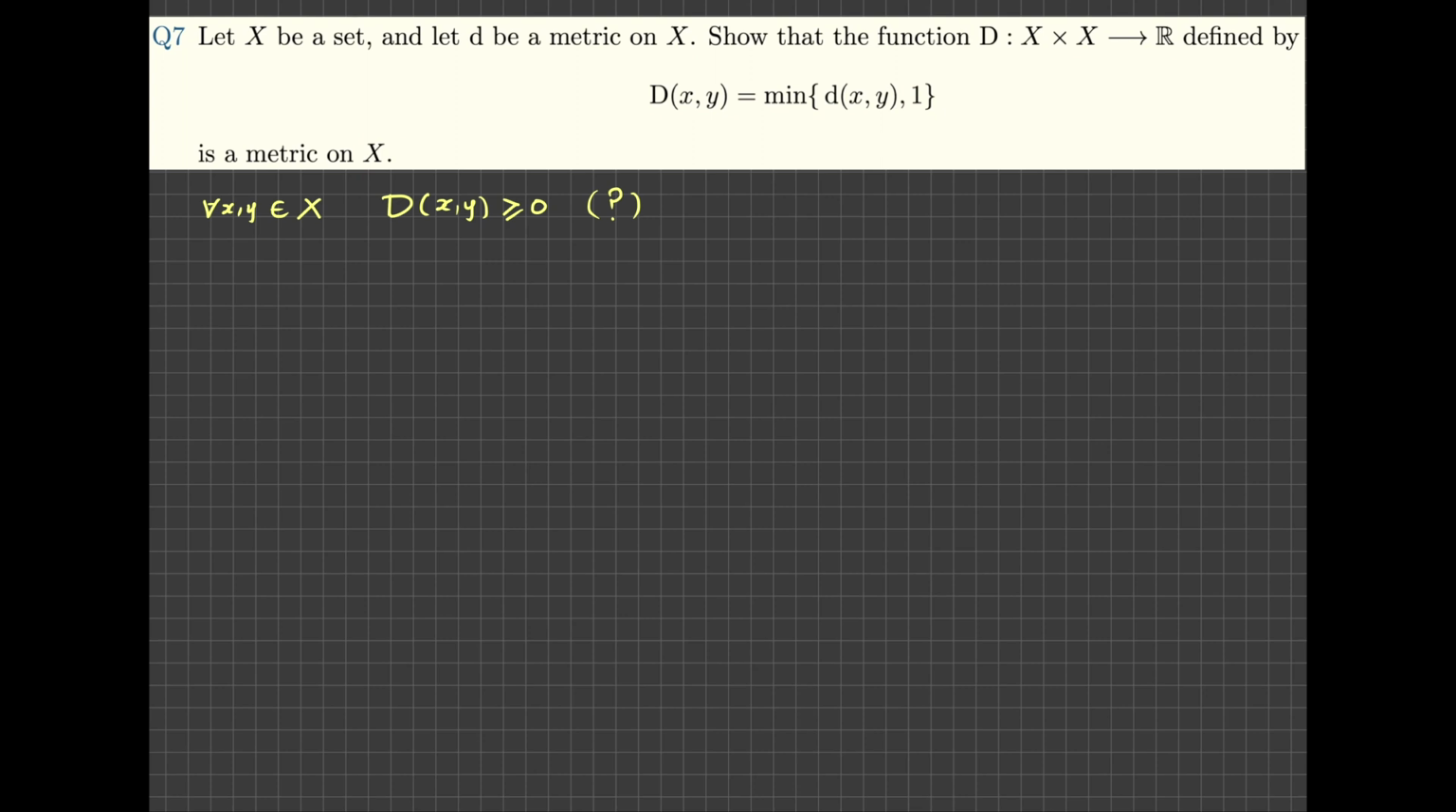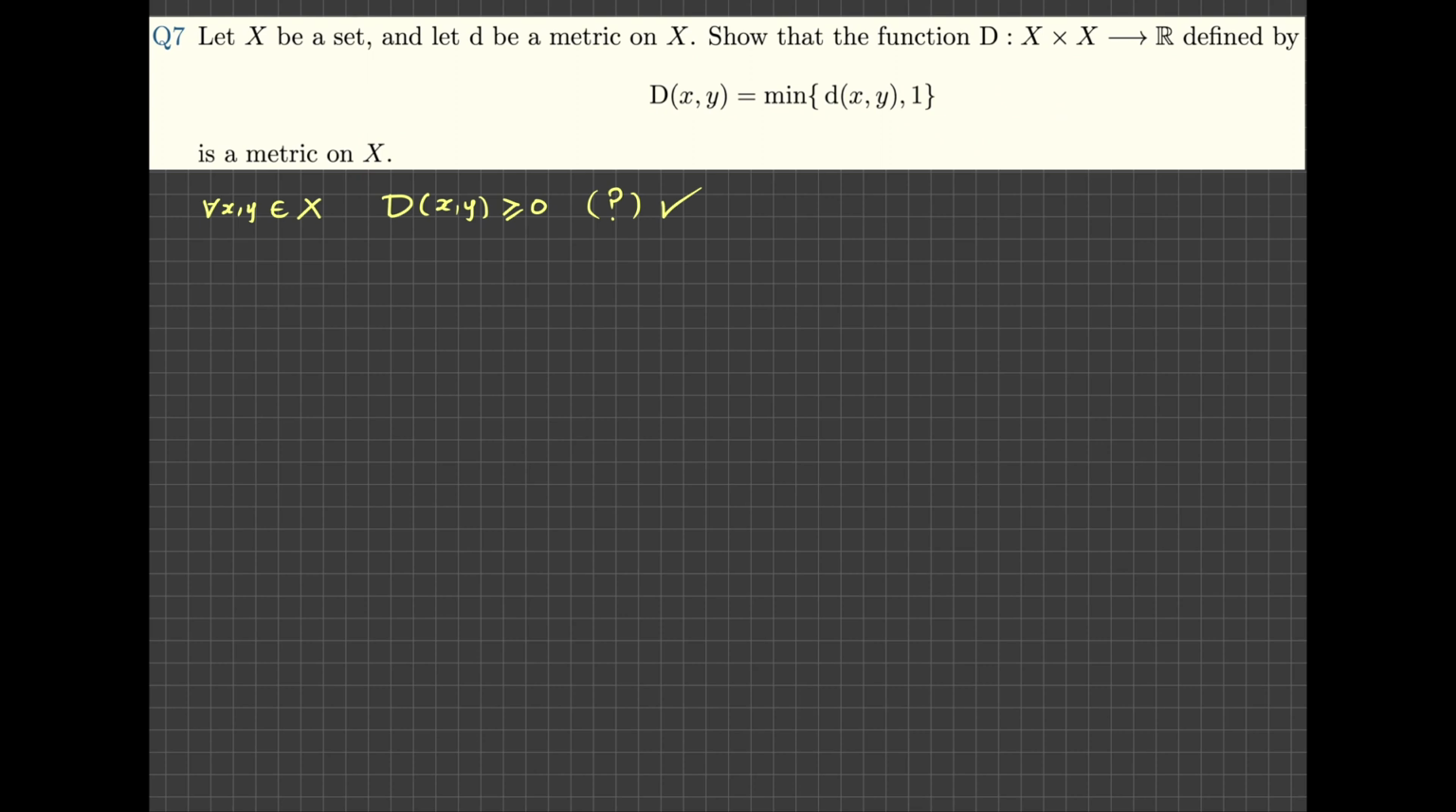Yes, if d of X and Y is less than or equal to 1, then the output of capital D is indeed little d of X and Y. And if d of X and Y is greater than 1, then in that case the minimum becomes 1 and the output is actually 1. So in any case, this is guaranteed to be true. Of course, you need to write it in written form if you want to do it in a written form.